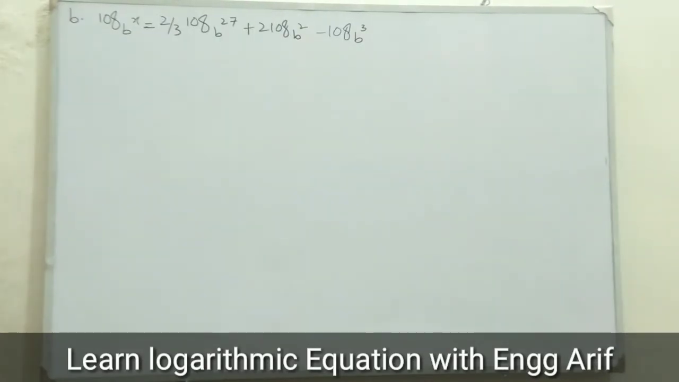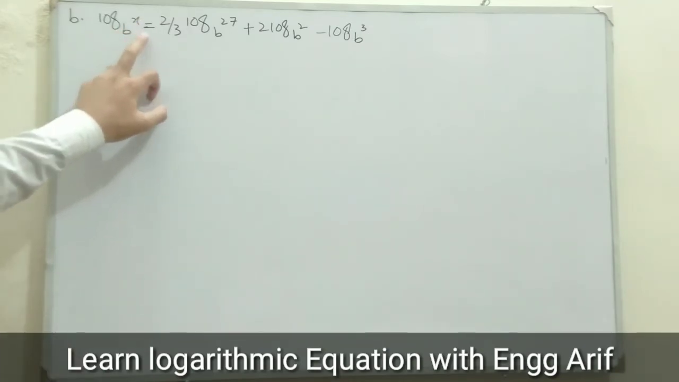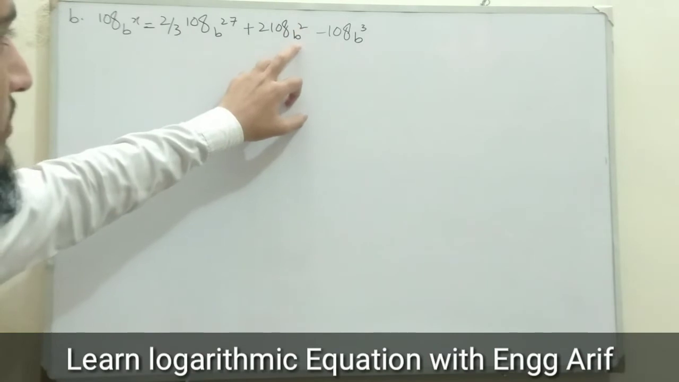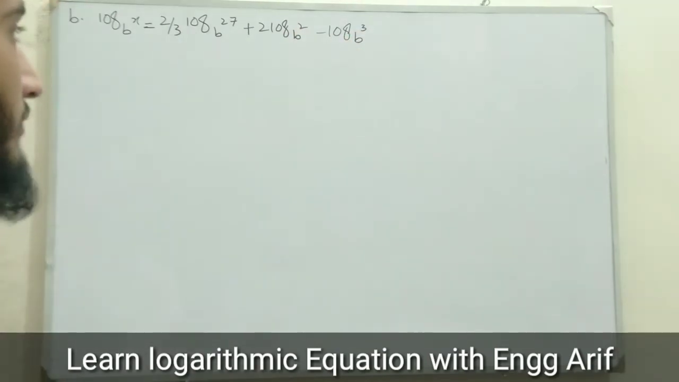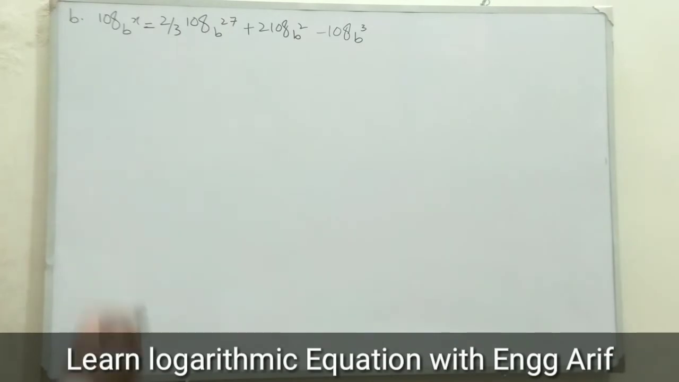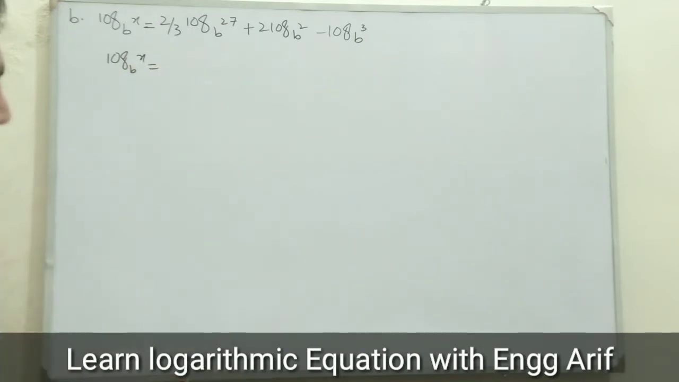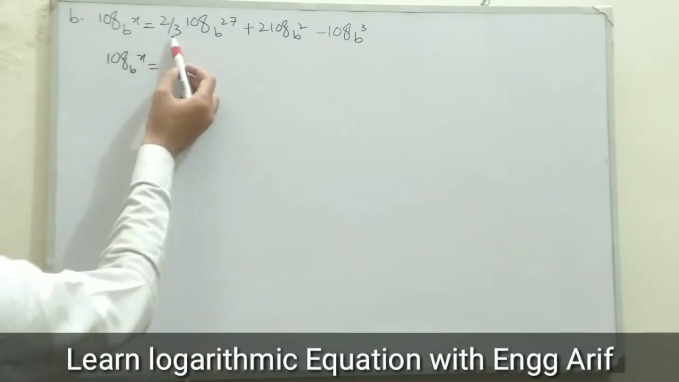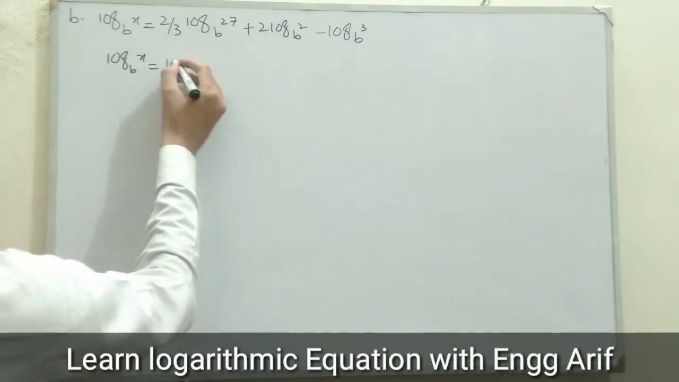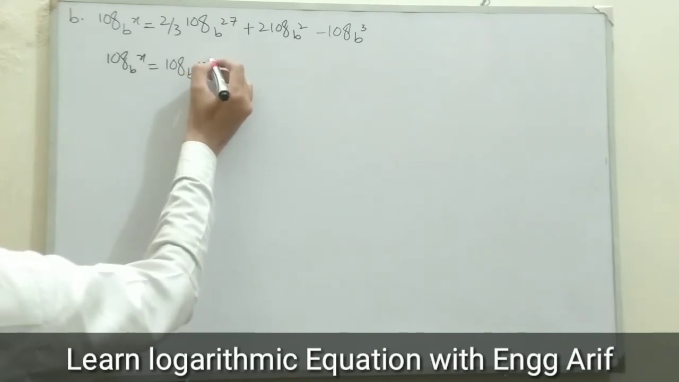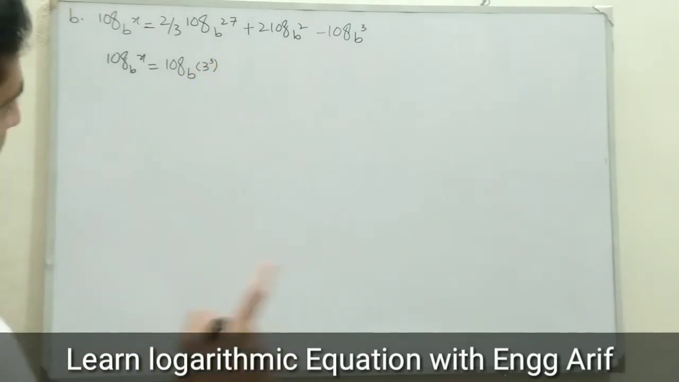Now move to part number B of question number 6, related to exercise number 1.2, FSC second year mathematics. It says log of x to the base b is equal to 2 by 3 log of 27 to the base b plus 2 log of 2 to the base b minus log of 3 to the base b, and find the unknown value x. So move towards the solution. Log of x to the base b will be equal to, using the same formula which we used in the previous question, this 2 by 3 will go to the power of 27 plus log of base b. 27 can be written as 3 power 3, because 3 multiplied by 3 is 9 and 9 multiplied by 3 gives us 27.